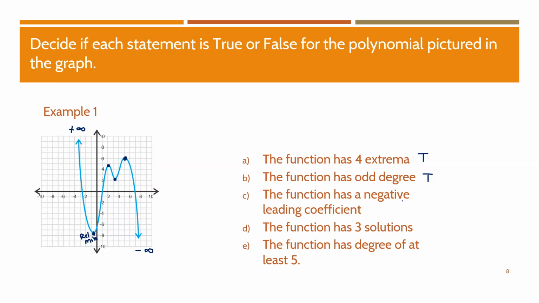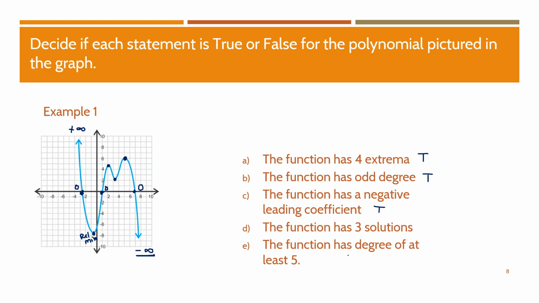Letter C, the function has a negative leading coefficient. Well, this depends on the right side of the graph. So if I look at the right side of the graph, it is headed towards negative infinity. So that is true. Letter D, the function has 3 solutions. Well, as I look at the graph, here is a 0, which is the solution. There is another one, and here is a third one. So at first glance, this appears true, but I'm going to circle back to it after I look at the last one.